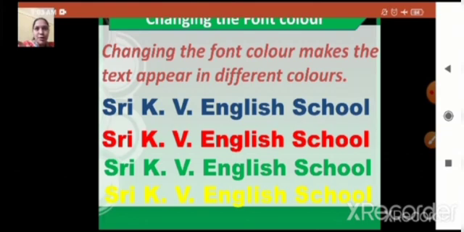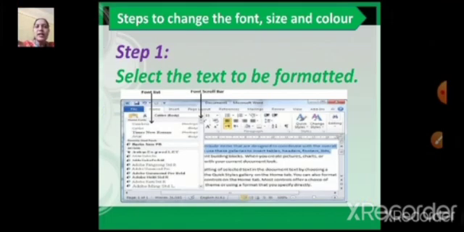Font is the shape or appearance of the characters. Font size is the height of that font. Font color is the color of that font. So let us see how to apply these three features in MS Word.